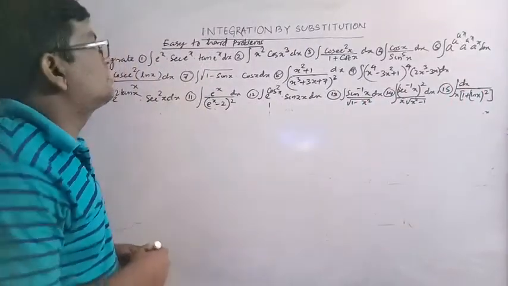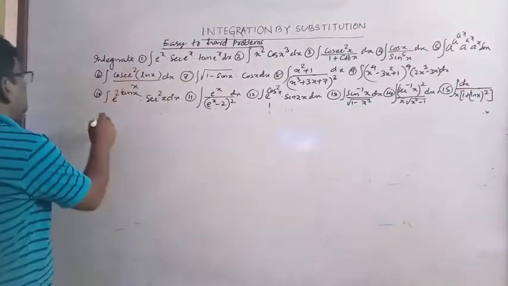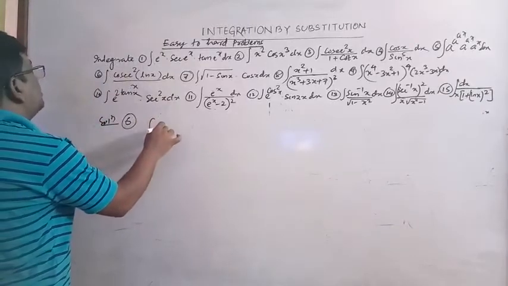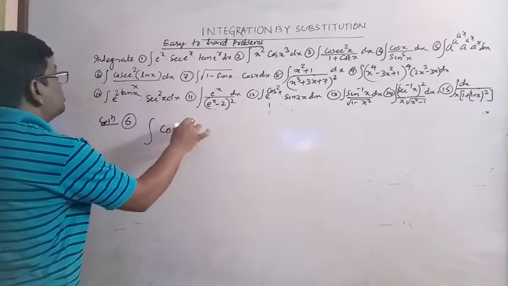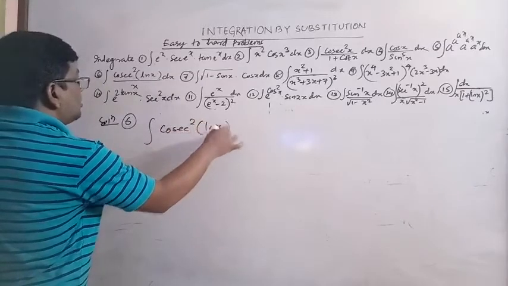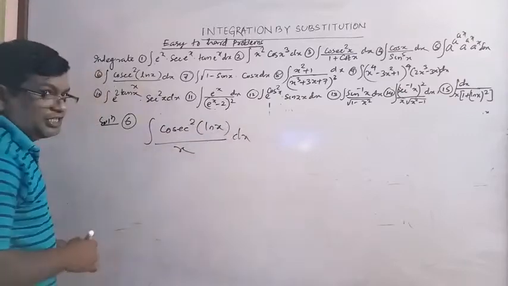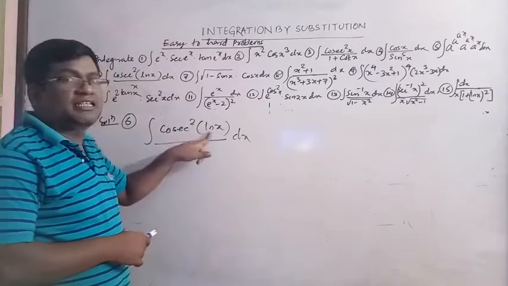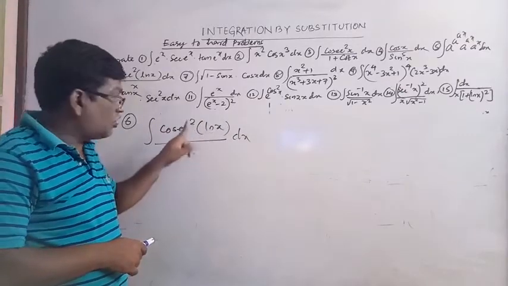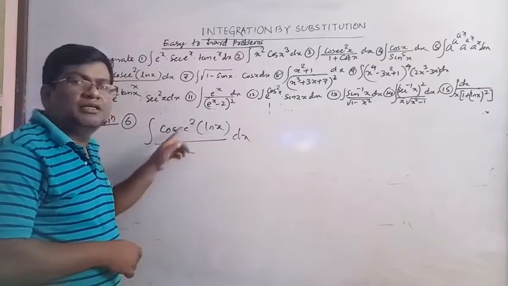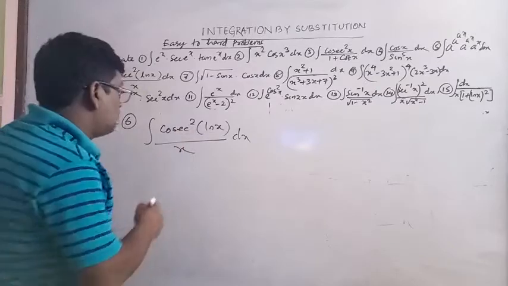Then question number 6. Solution of question number 6. Integration of cos square log x by x dx. What is the derivative of log x? 1 by x is present, so put log x equal to t, because the derivative of log x equals 1 by x.